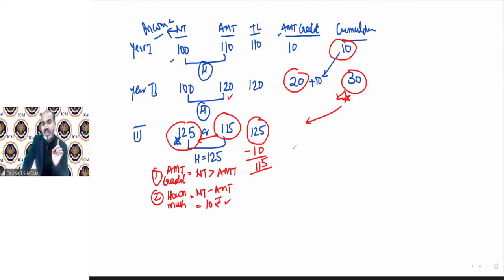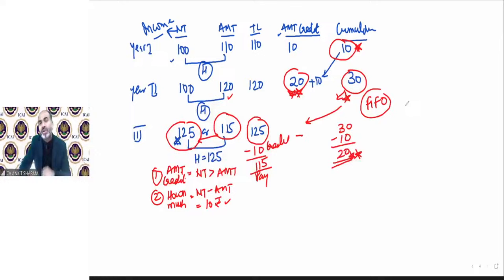This 10 rupees will be used out of this cumulative credit. So liability was 125, 10 will be utilized out of the credit, and we need to pay the government 115 rupees tax in cash. Now in this year, there is no new AMT credit, but we have utilized 10 rupees. So my cumulative tax credit will be 20 rupees. This credit will be utilized as per FIFO method. That means first this credit will be utilized, so the remaining will belong to this value.